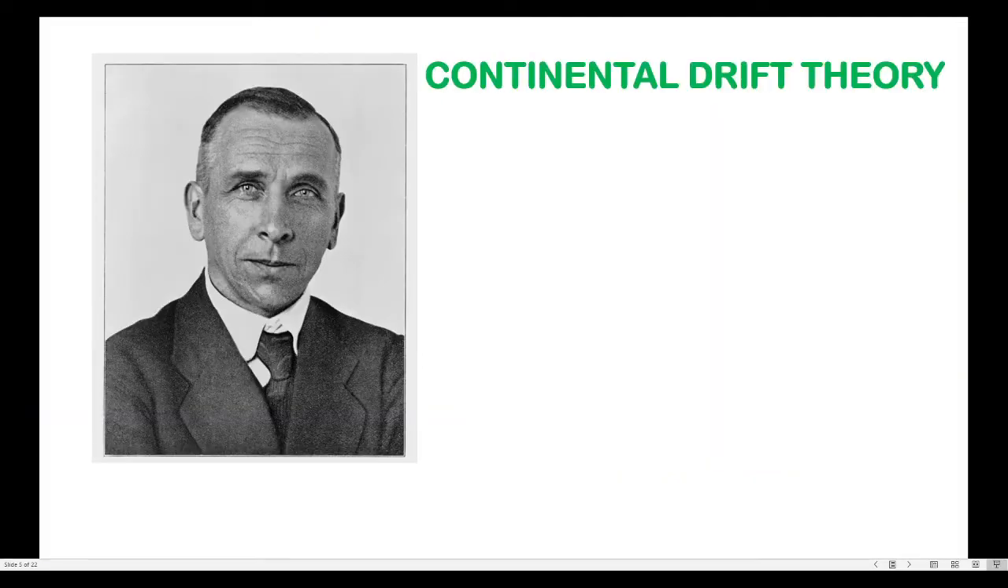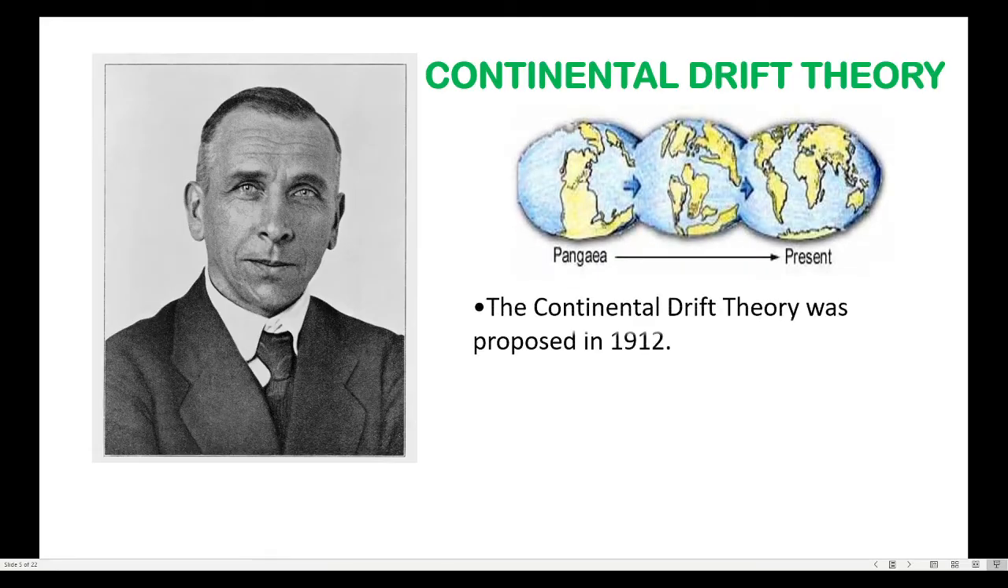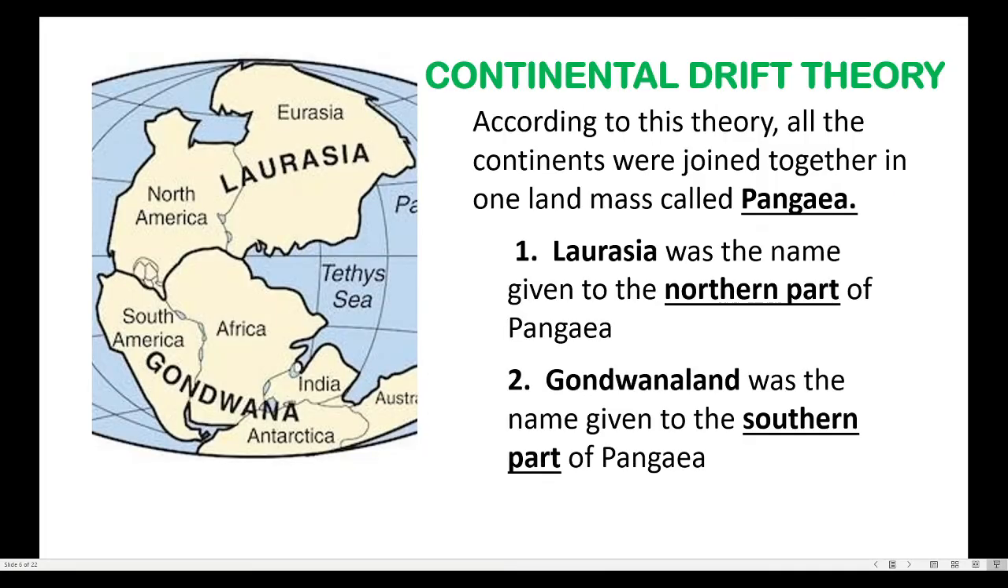Again, the continental drift theory was proposed by Alfred Wegener, and according to this theory, the continents that we have today were joined together in one landmass called Pangaea. Eventually, Pangaea split into two, Laurasia and Gondwanaland. Laurasia is the northern part of Pangaea, and now it consists of North America, Asia, and Europe, while Gondwanaland is the southern part, which includes India, Africa, Antarctica, Australia, and South America.